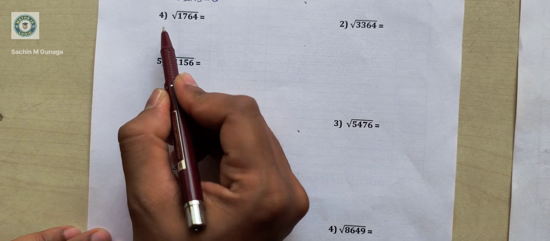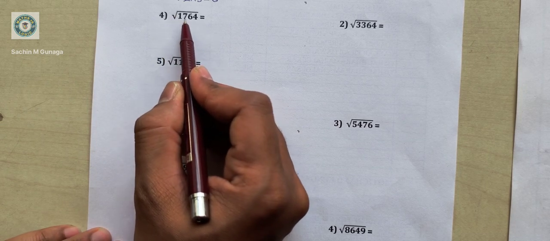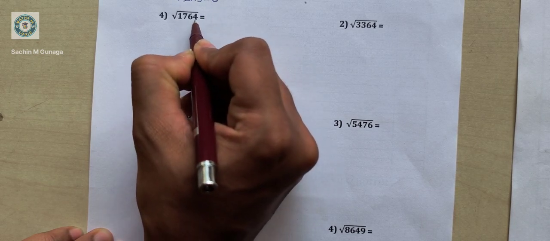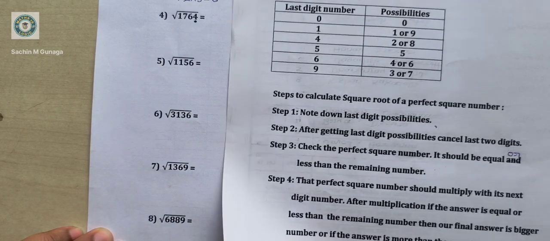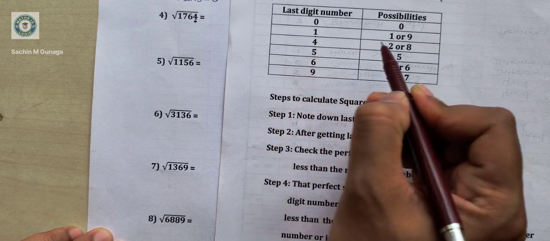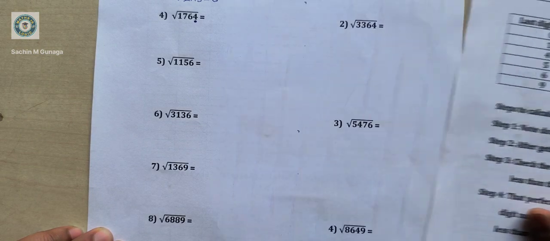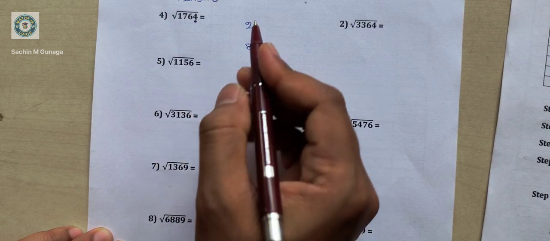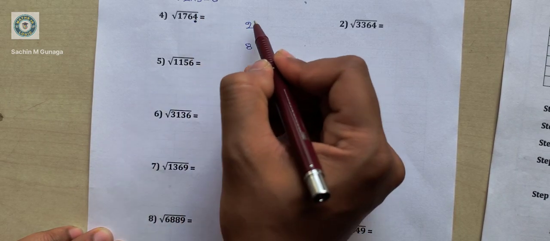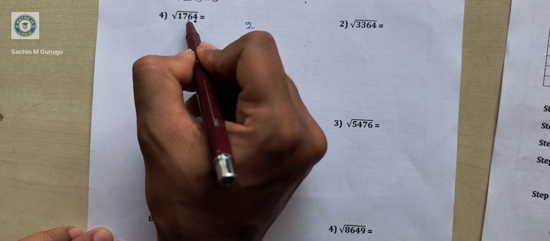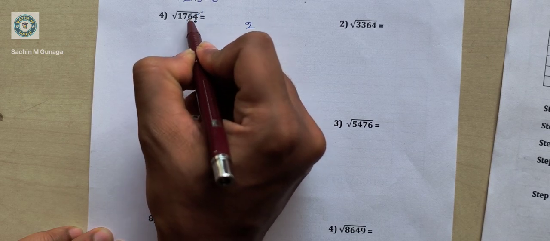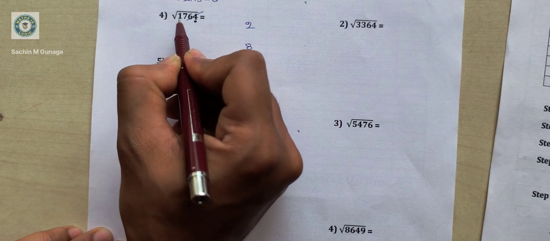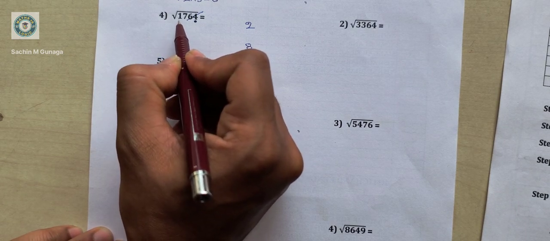Next question. So question number 4, square root of 1764. Here the last digit number is what here? 4. Therefore in this table last digit number possibility is 2 or 8. Therefore note down here 2 or 8. So after writing last digit number possibilities, so we need to cancel last two digits. So that is 6 and 4. So what is the remaining number here? 17. Next, we should search for a perfect square number.